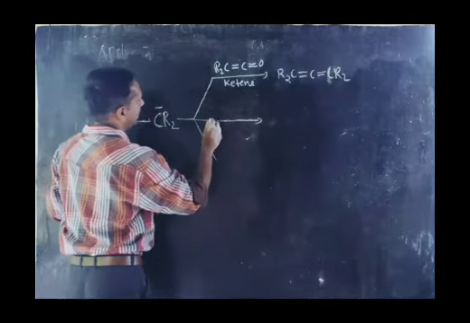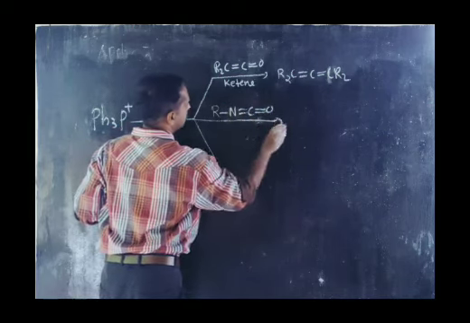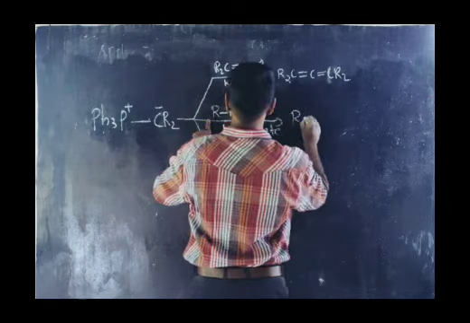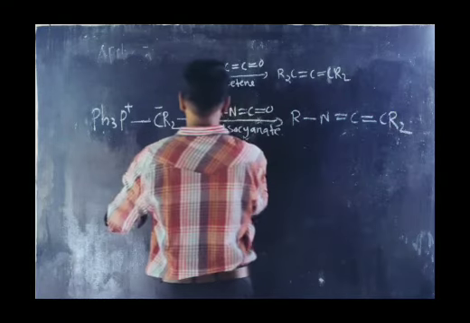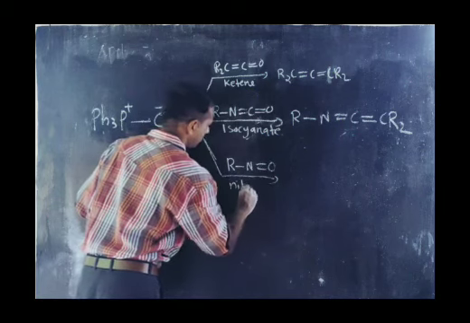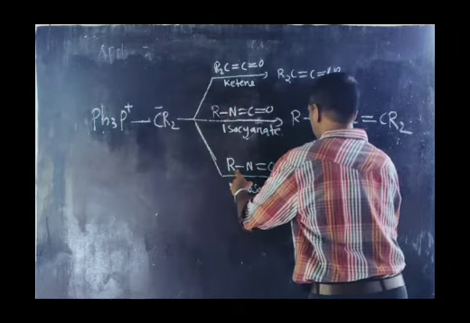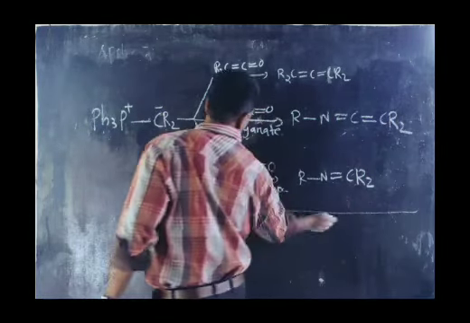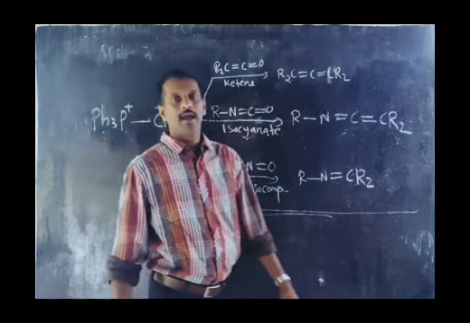Similarly, when you treat with an isocyanate, what is an isocyanate? RN=C=O. When it is treated with the isocyanate, what will we get? RN=C=CR2. Similarly, when it is treated with a nitroso compound, RN=O, what do we get? We get RN=CR2. These are the other applications of the Wittig reaction, and thank you.